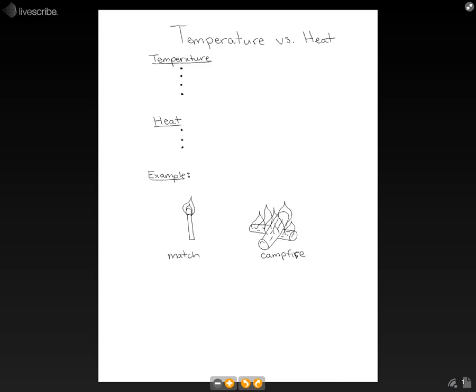Now we're going to talk about temperature versus heat. This can be a confusing subject because temperature and heat are very close, but they're also very different in what they mean. So first we're going to talk about temperature. And temperature, as we usually understand it, is the degree of hotness or coldness.